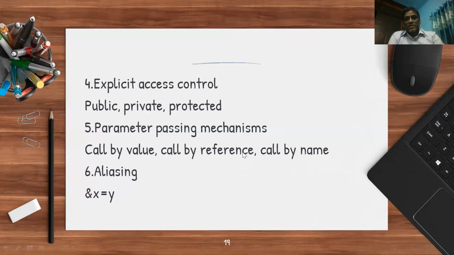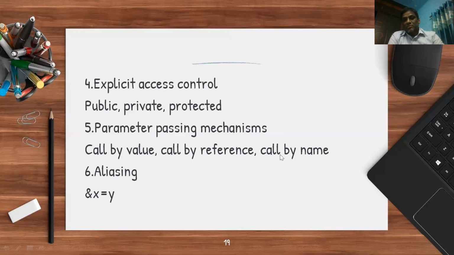In call by reference, we send the address of the actual parameters, which is copied to the formal parameters. And then the formal parameters contain a pointer to the actual parameters. Therefore, whatever changes are made to formal parameters will be reflected in the actual parameters also.